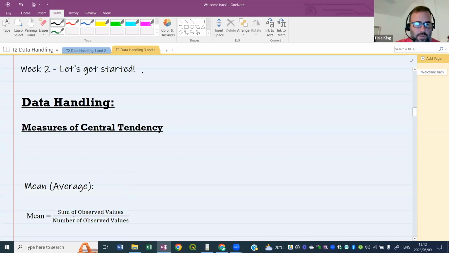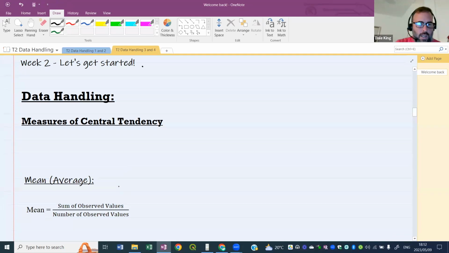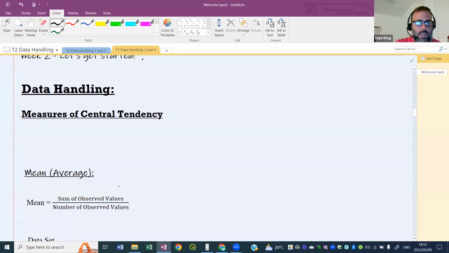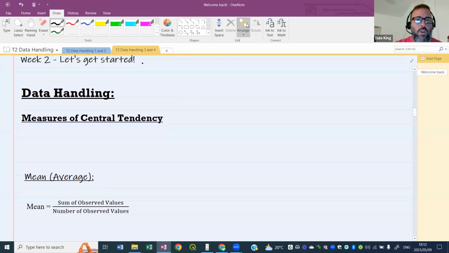And there is a formula for this one. So let's have a look at the formula. The formula says the mean is the sum of all the observed values divided by the number of observed values. So you've got to add up all your observed values in the data set and divide by how many values there are in the data set. Nice and easy. And I'm sure you have done this before. We're going to try it out in a couple of examples.